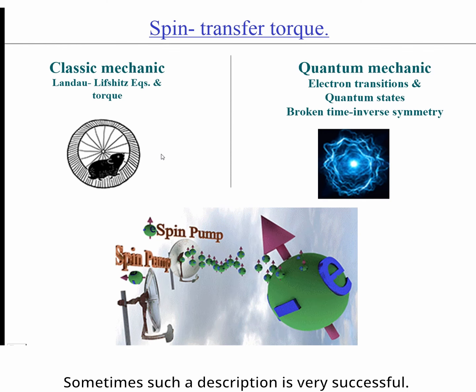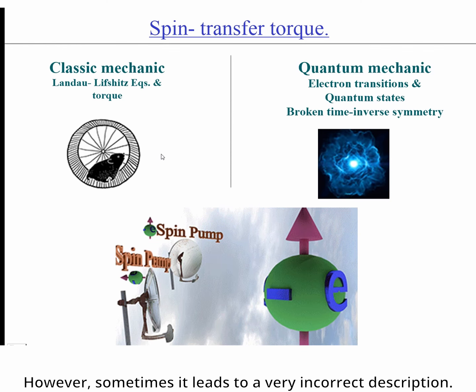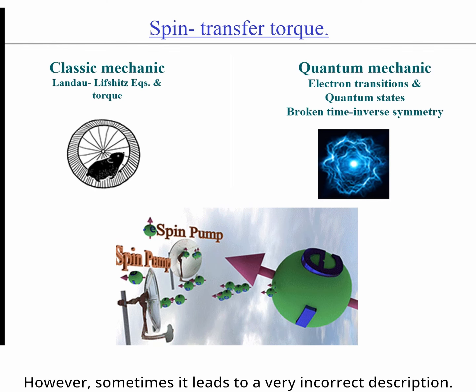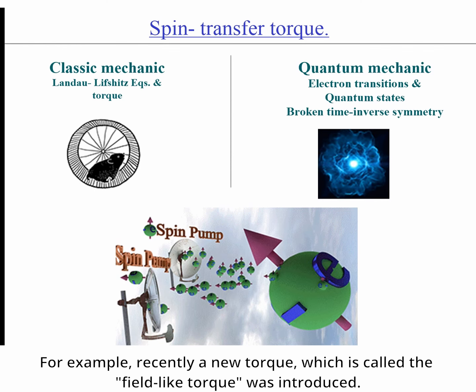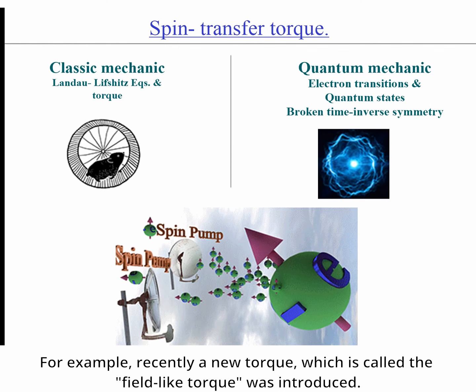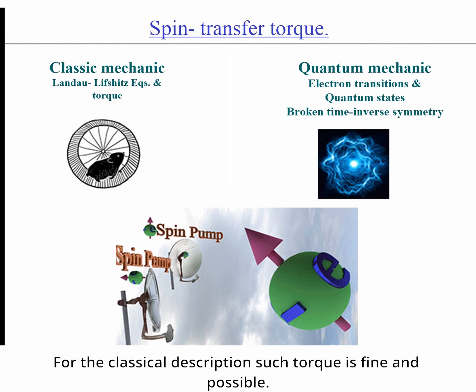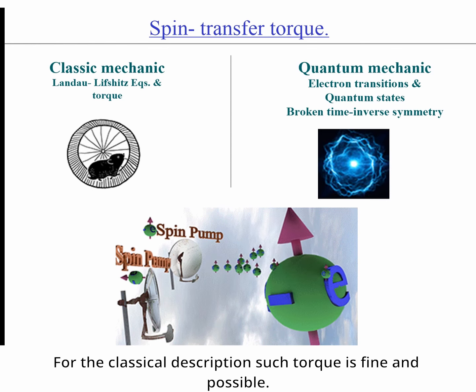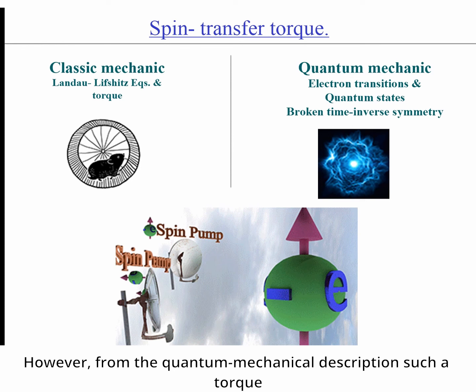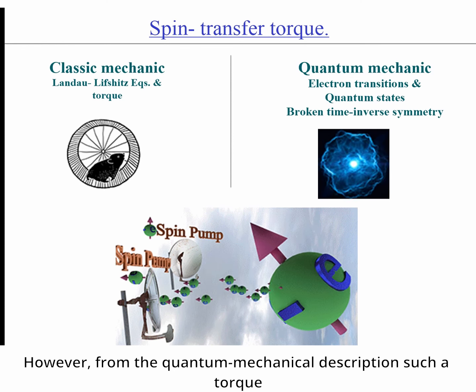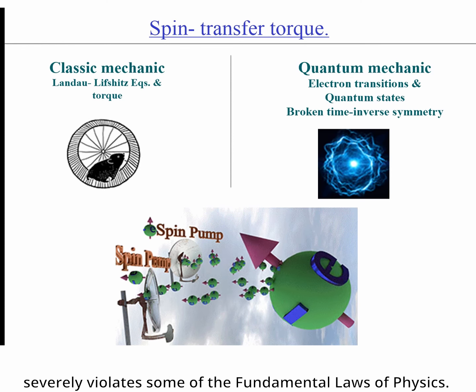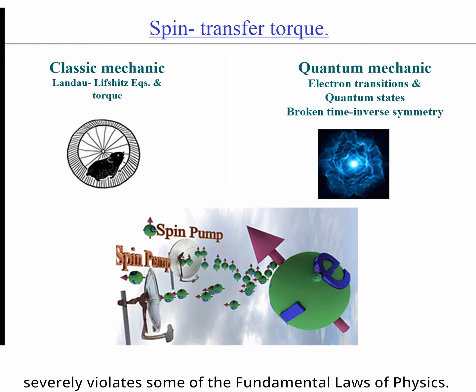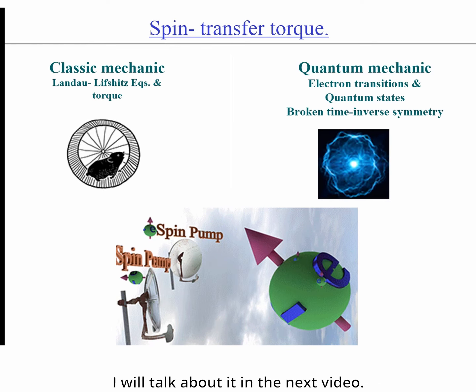Sometimes such a description is very successful. However, sometimes it leads to a very incorrect description. For example, recently a new torque which is called the field-like torque was introduced. For the classical description, such a torque is fine and possible. However, from the quantum mechanical description, such a torque severely violates some of the fundamental laws of physics. I will talk about it in the next video.